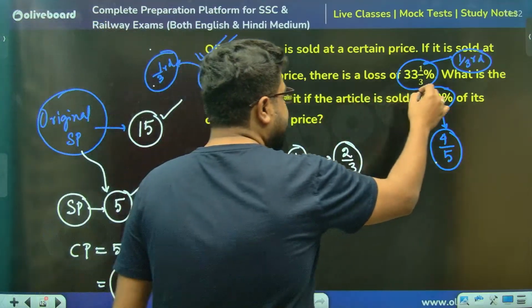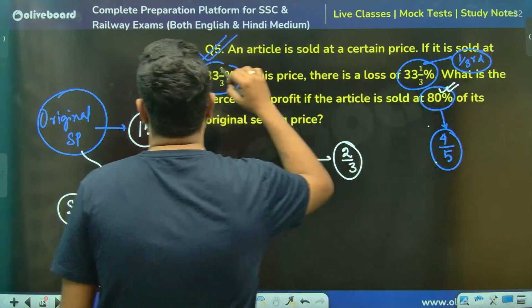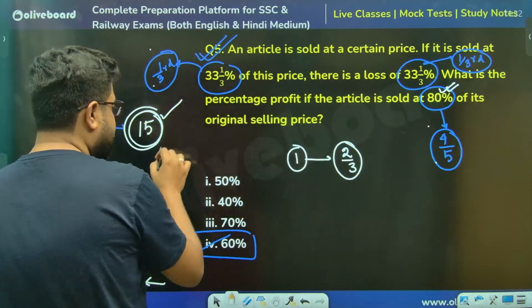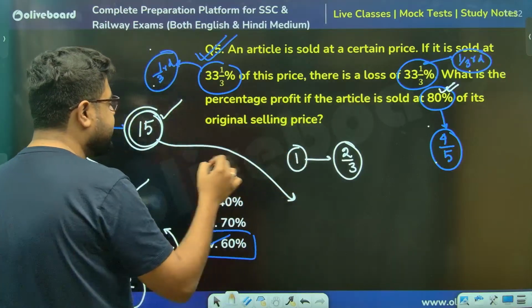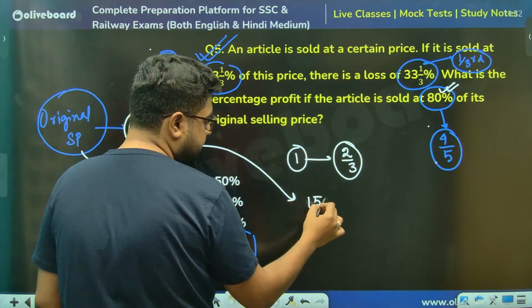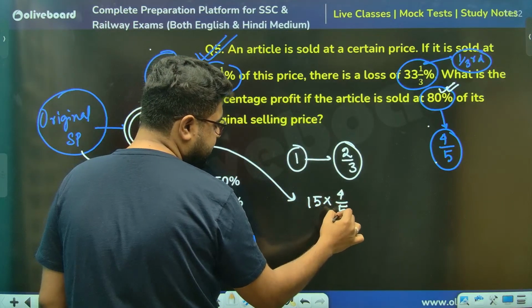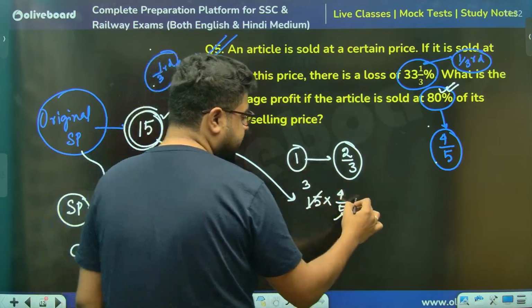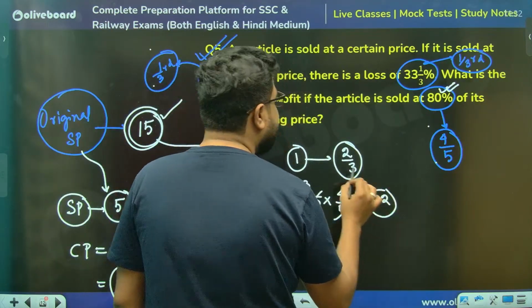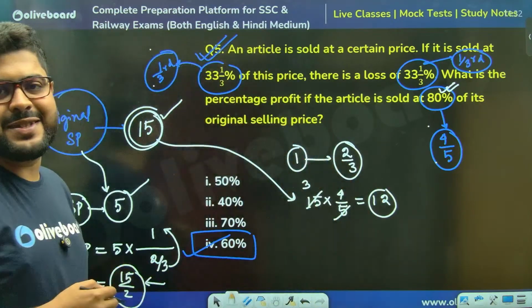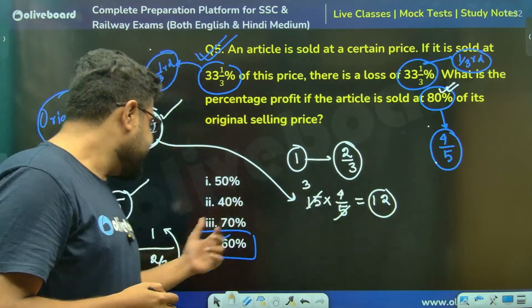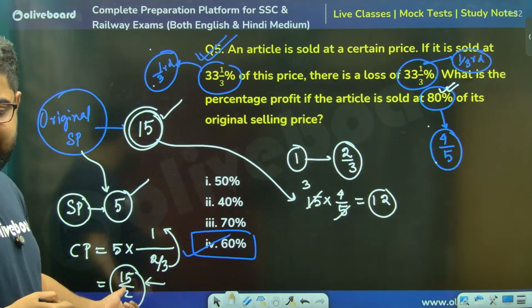Now, they are selling it for 80% of the original selling price, meaning 4/5 of 15 rupees. Sir, 5 3s are this, so that is 12 rupees. They are asking what is the profit percentage. SP I know, CP I know, both I know.